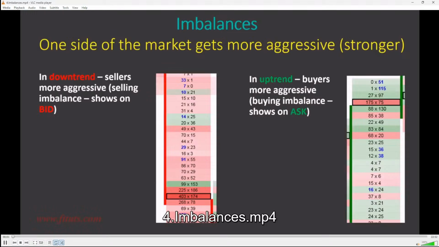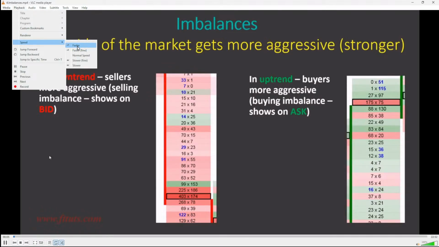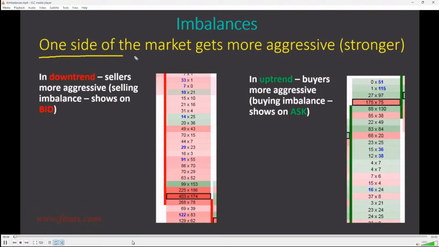Next video. Hello guys, in this video I'm going to be talking about imbalances. What is an imbalance? One side of the market is more aggressive or stronger than the other side of the market. To see the imbalances, you need to have the bid and ask setting for the order flow. So not the volume setting, but the bid and ask. You need to see the bid and the ask of every footprint.